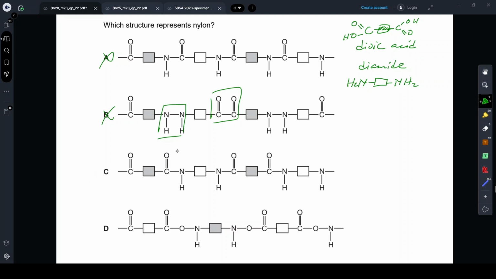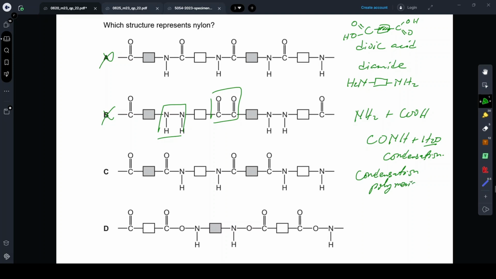What you would expect when these two come together is a CONH bond being formed and water being given off. That's called a condensation reaction, right? And that's why this is called condensation polymerization as opposed to addition. So it's C.